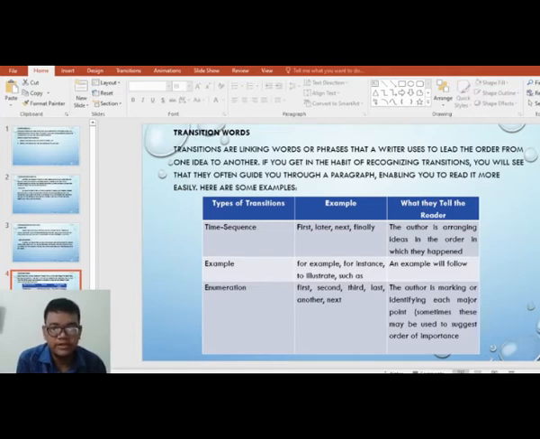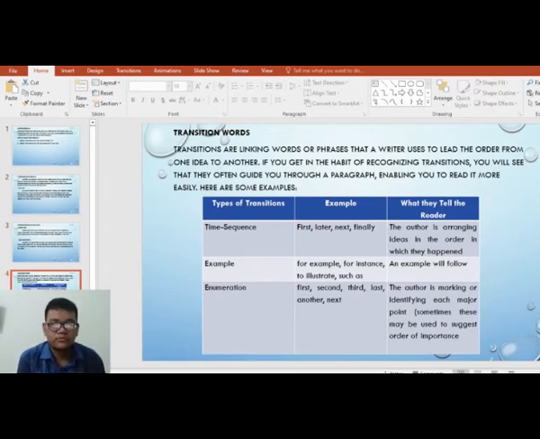And if it's an example type of transitions, they will tell an example. For example, for instance, to illustrate, such as, and for example. And then there's enumerations, which tell the reader about each major point, which can be used to suggest order of importance. For example, first, second, third, last, another, and next.